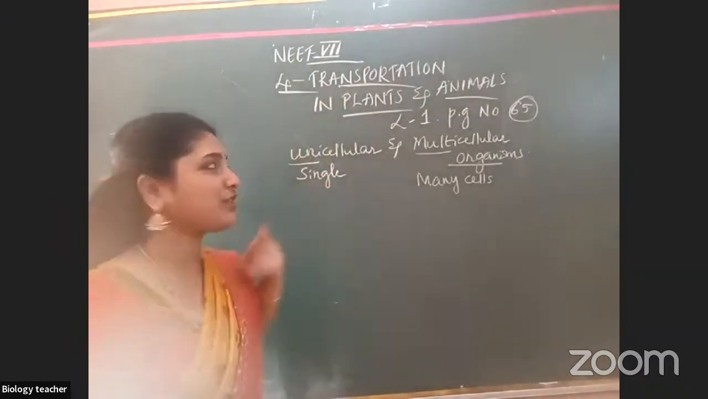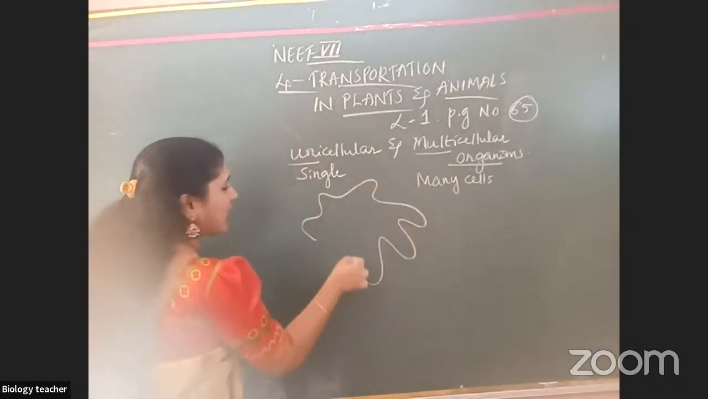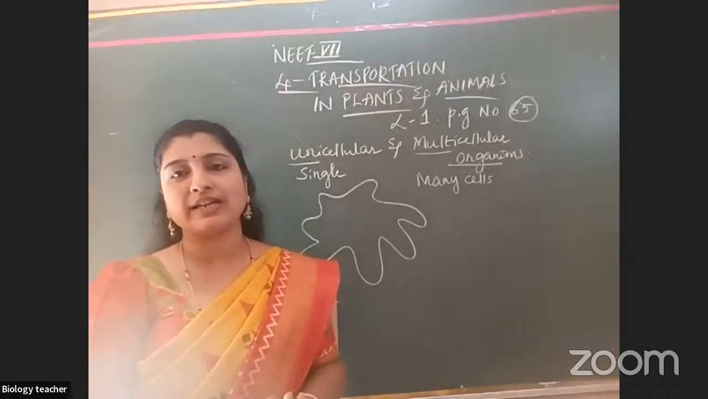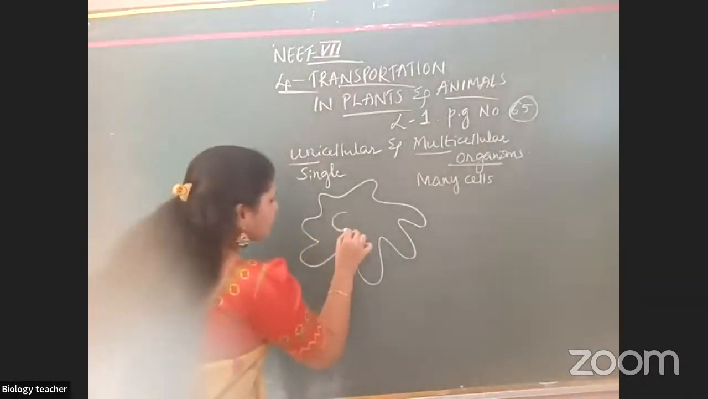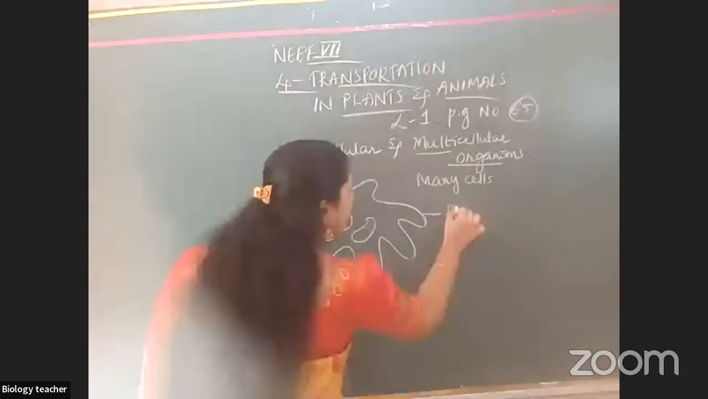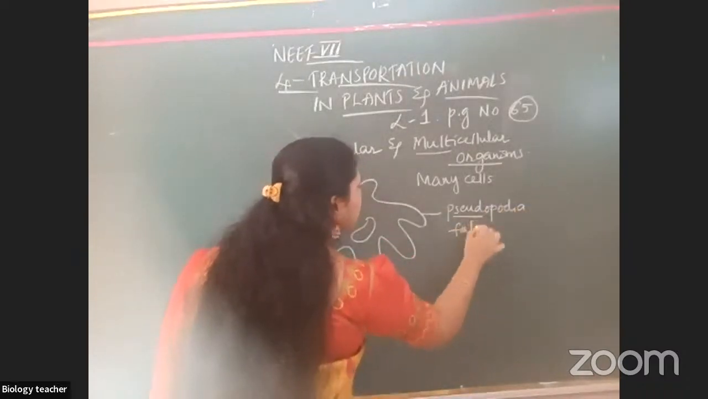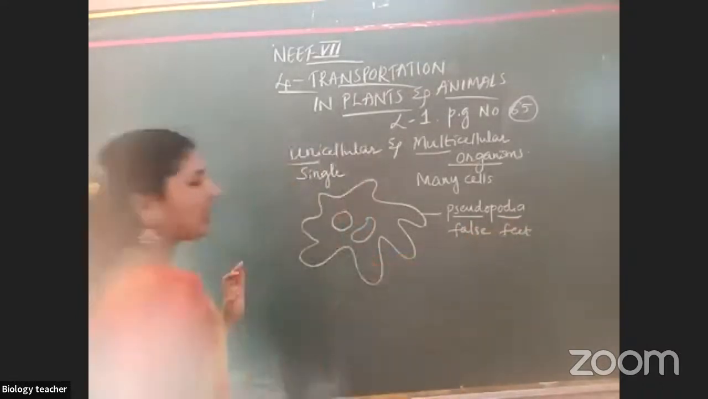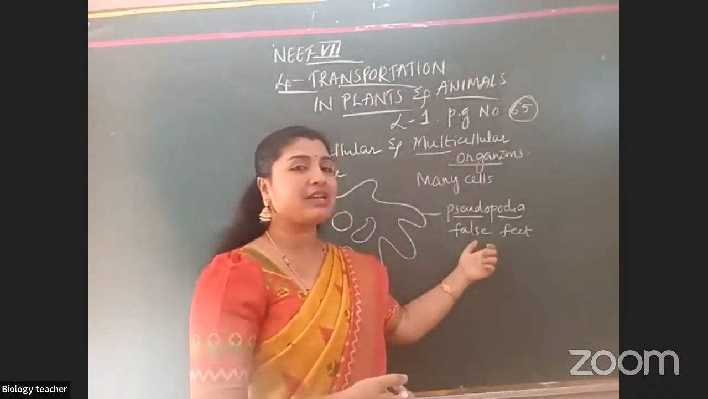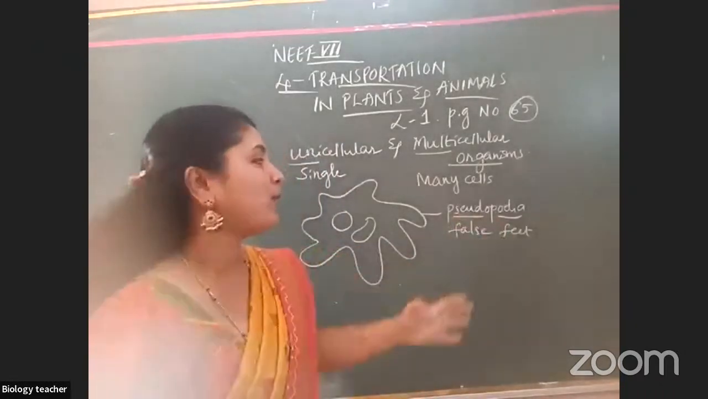So how does transportation happen in unicellular organisms? Let us take the example of an amoeba. Amoeba has no fixed shape; it has an irregular shape. Here the nucleus is present, this is the vacuole, and these are known as pseudopodia. Pseudopodia means false feet. Pseudo means false, podia means feet. We call them feet because they are used for moving, but false because they don't have fingers and so on. That is why it is named pseudopodia.